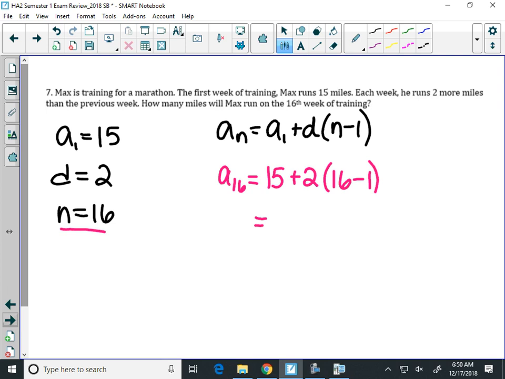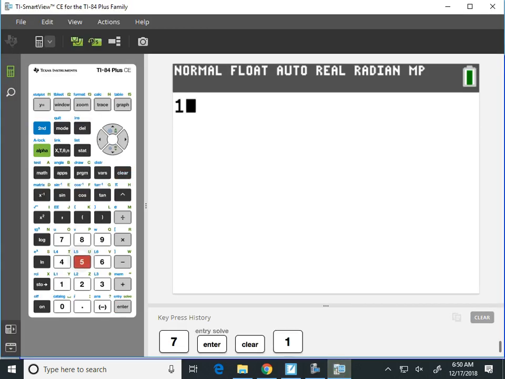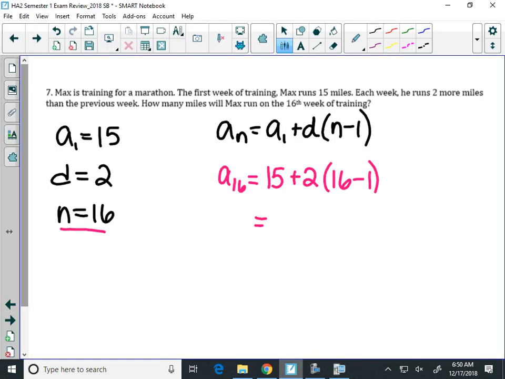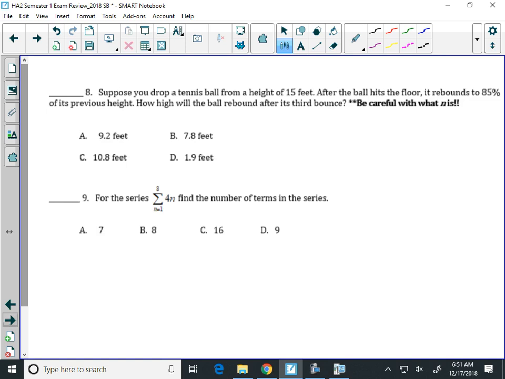So you can go ahead and type it just like that into your calculator. No need to simplify anything else. And you should get that on the 16th week, he's going to run 45 miles. Now, it doesn't say 45 miles at what time, it just means the whole week. He's going to run 45 miles. So that's a pretty simple word problem here for sequences.